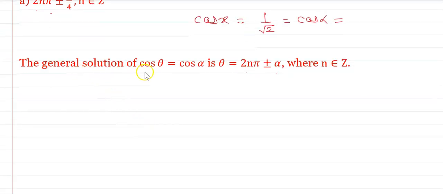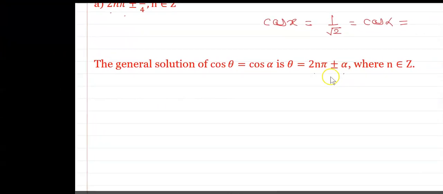The general solution of cos theta is equal to cos alpha is theta is equal to 2n pi plus or minus alpha where n belongs to Z.